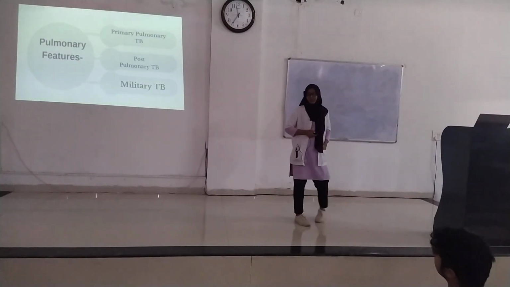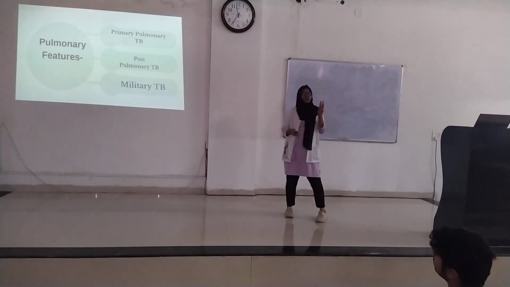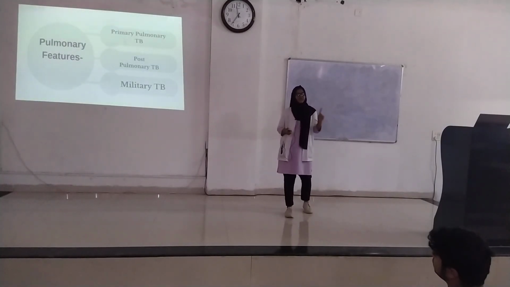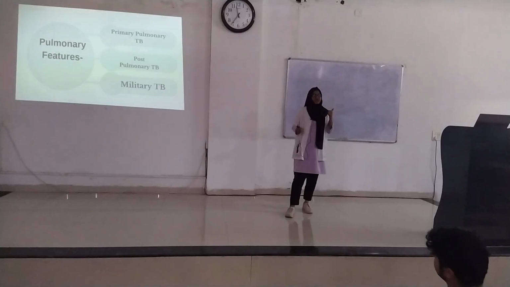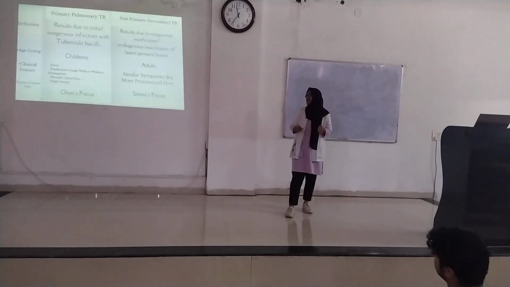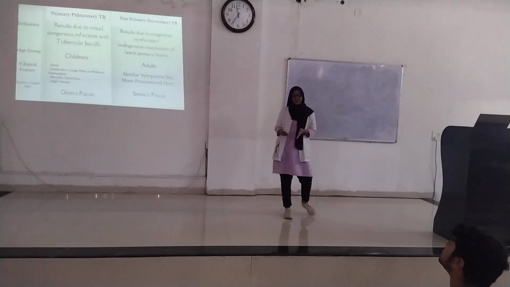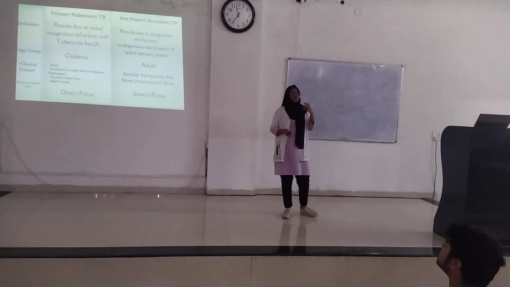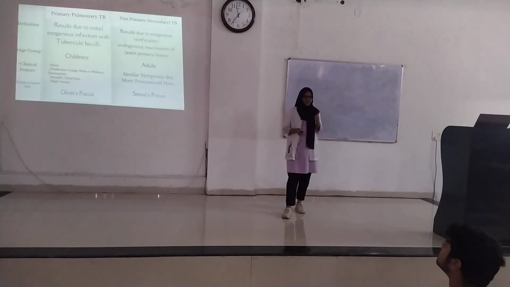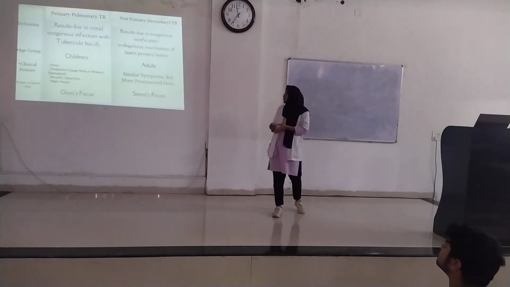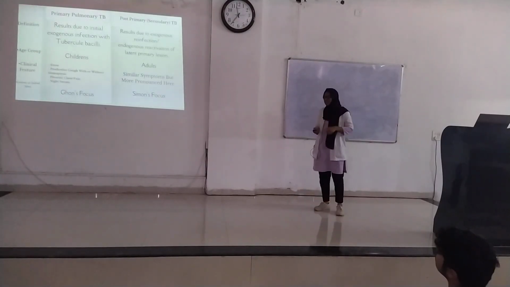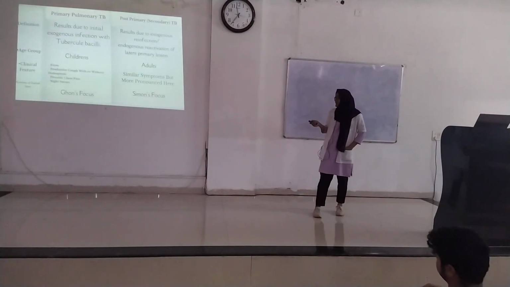Heading towards our discussion of the pulmonary features of tuberculosis, it is divided into 3 forms: primary pulmonary tuberculosis, secondary pulmonary tuberculosis, and the third, miliary tuberculosis. Let us discuss the differences between primary pulmonary tuberculosis and the post-primary, that is the secondary, pulmonary tuberculosis. Primary pulmonary tuberculosis results from the initial exogenous infection by the tubercular bacilli, whereas the secondary or post-primary results from endogenous reactivation of the latent primary lesion. The most common age group affected in primary is children, whereas in post-primary it is adults.